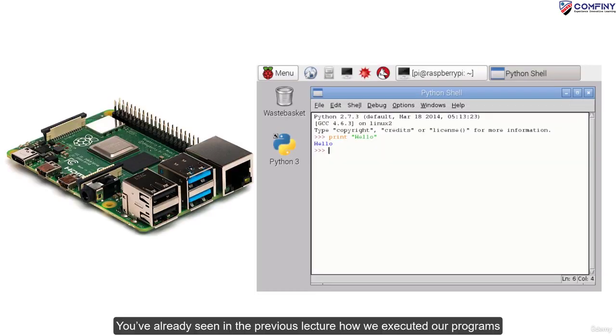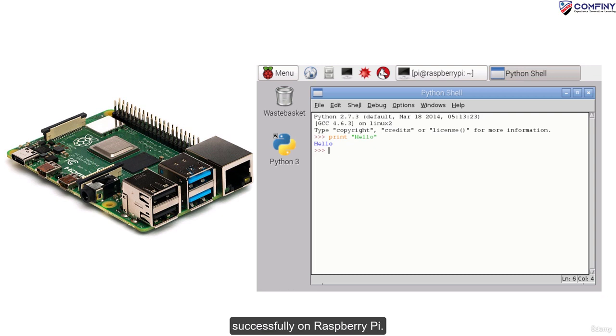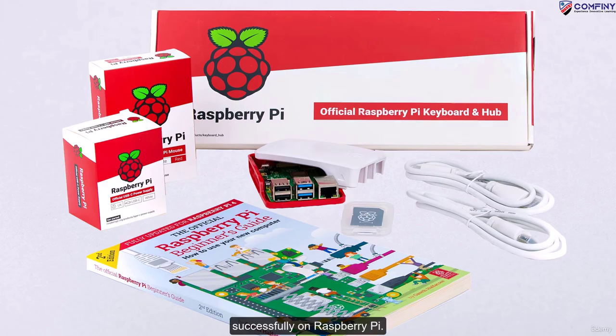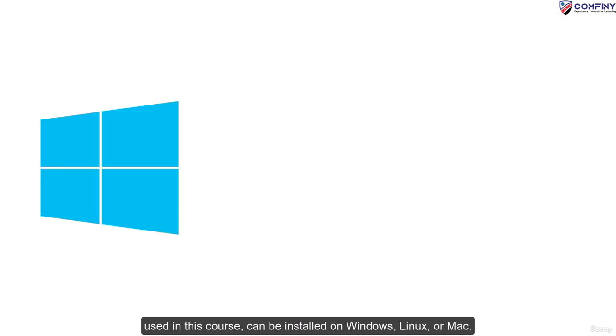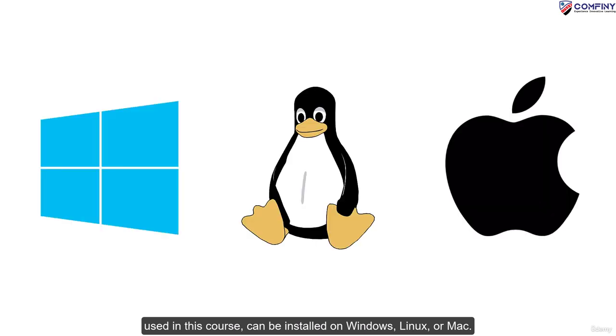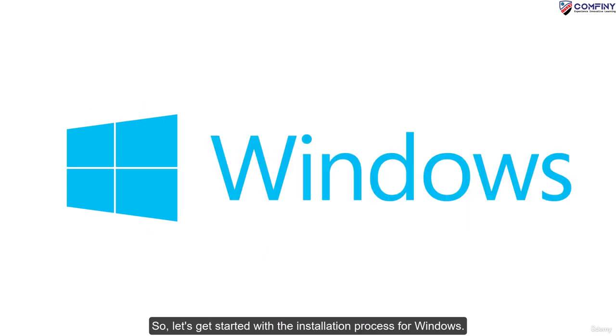You have already seen in the previous lecture how we executed our programs successfully on Raspberry Pi. Now, you don't have to worry if you don't have a Raspberry Pi. Thonny, the Python integrated development environment used in this course, can be installed on Windows, Linux, or Mac. So, let's get started with the installation process for Windows.